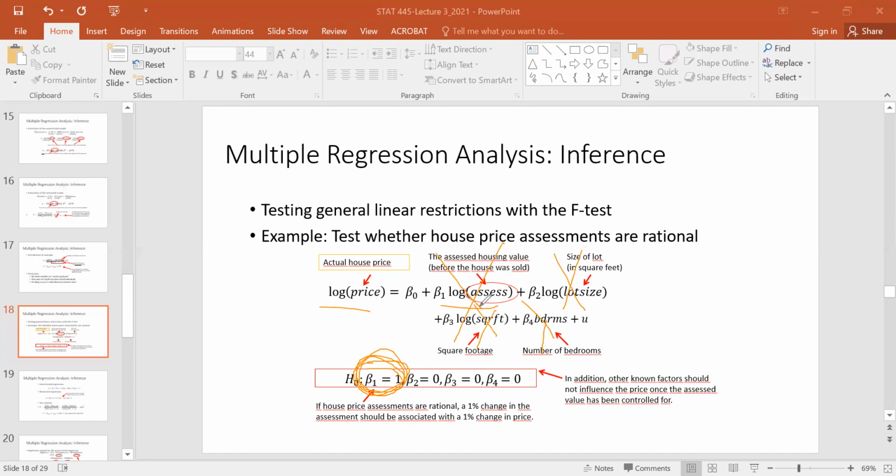This assessment is like when there's a value placed on your house versus how much it actually sells for. Maybe it's valued at $100,000 and it sells for 120. So this is like an assessment, if the house is assessed, and a price quoted for it. This is the square feet, the bedrooms. This is the number of bedrooms and the space in the house. We want to see whether beta 1 is equal to 1 and every other thing doesn't matter: 0, 0, 0. That is it.